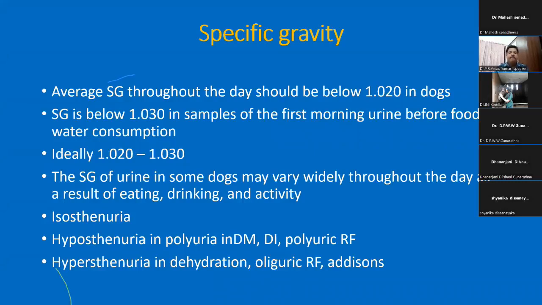Normal specific gravity is known as isosthenuric urine, isosthenuria. If it has a reduced specific gravity, it is known as hyposthenuric urine, hyposthenuria. If it has high specific gravity, it is known as hypersthenuria. Hyposthenuria occurs in polyuria in diabetes mellitus, diabetes insipidus, polyuric kidney failure. Hypersthenuria occurs in dehydration, oliguric kidney failure, Addison's disease; these are very commonly found.